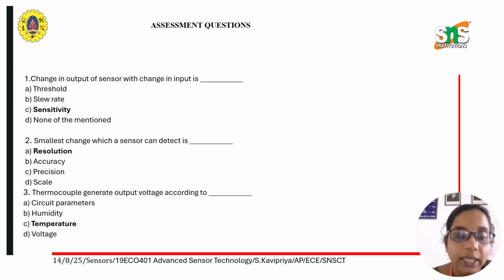A thermocouple generates output voltage according to the temperature. So it senses the temperature and generates an electrical signal. The electrical signal here is a voltage, and the voltage level is based on the input temperature.